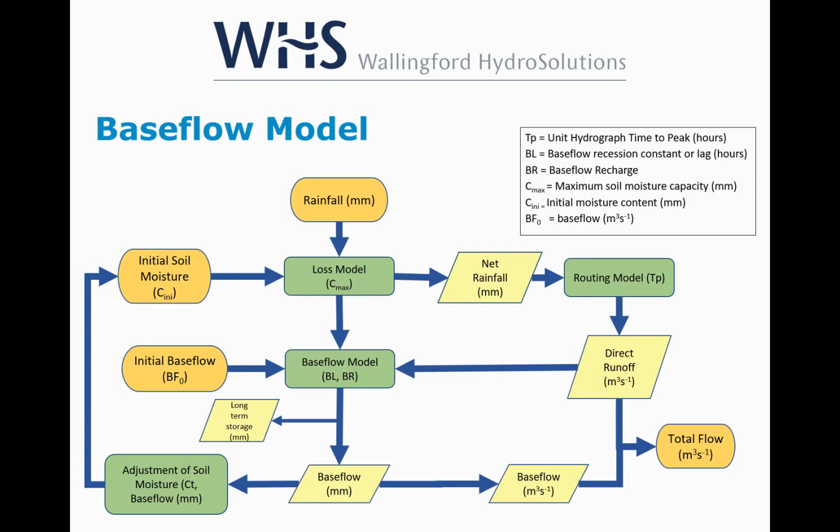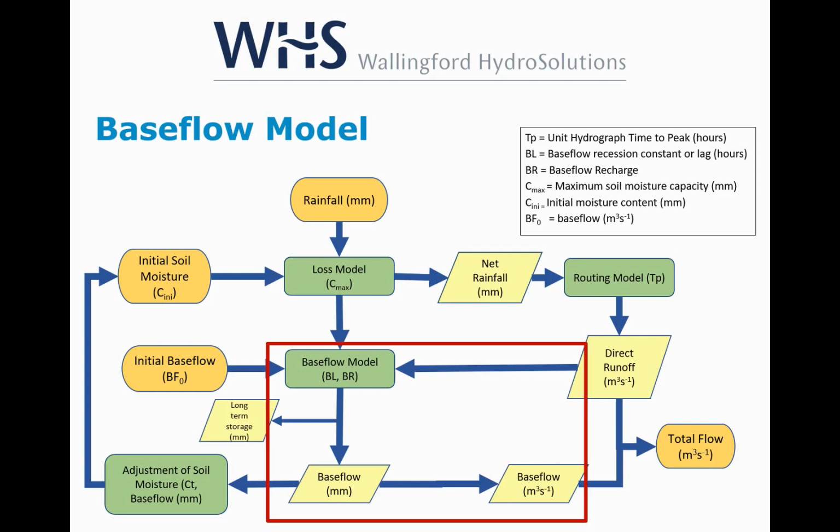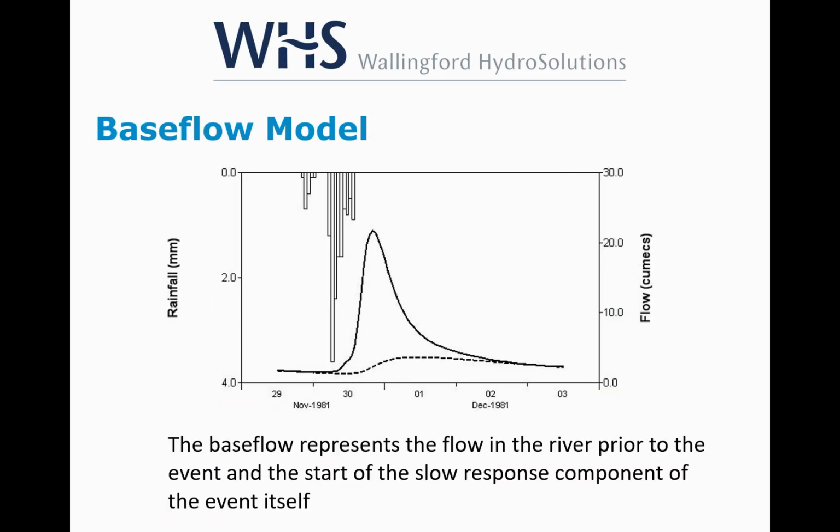Okay, so now we're going to look at the base flow model. This is controlled by the BL and the BR. The base flow represents the flow in the river prior to the event, and it also shows the slow response component of the event itself. We can see here that there is an increase in the base flow throughout the event that then recesses. This is different to the FSR model where there was just a constant base flow value.